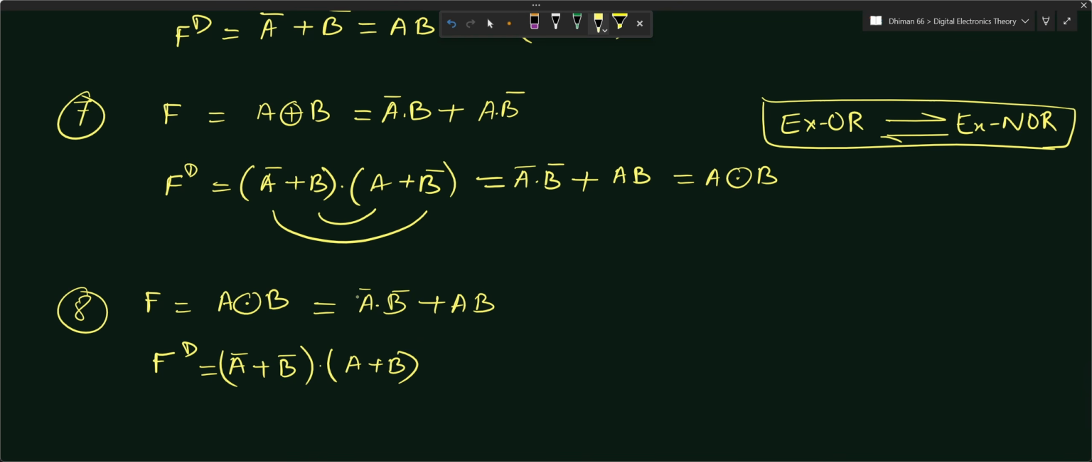Now again, if we apply the transposition theorem here, what will happen? This will be multiplied and this will be multiplied. Let me write down here. A bar will be multiplied with this B, A bar B plus A B bar. This is nothing but the transposition theorem. So this is nothing but the XOR operation, A XOR B. Again, this is proved. XOR and XNOR are the dual of one another. So these are the expressions.